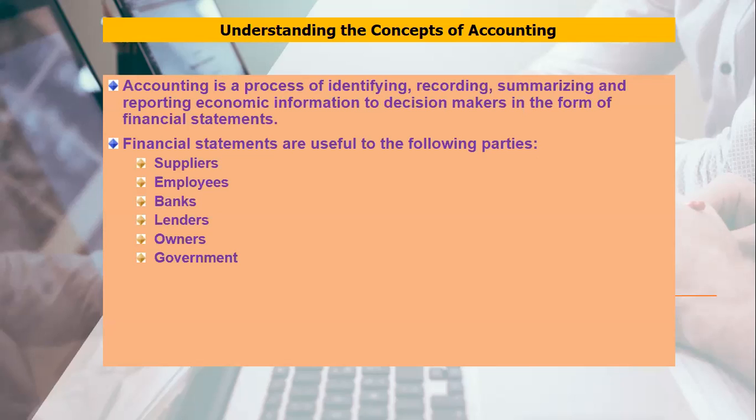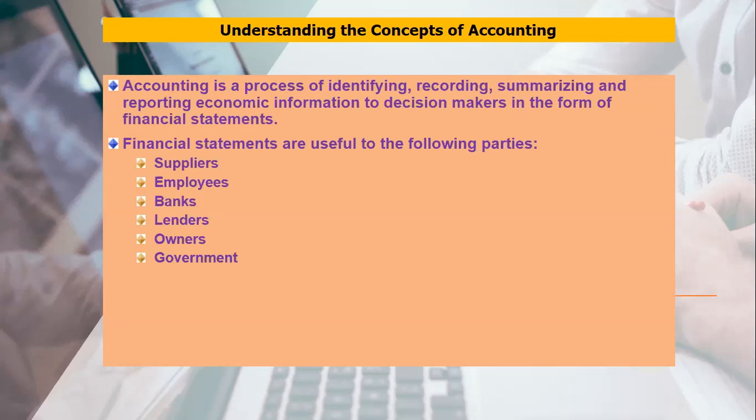After the ledger, we need to prepare three reports: trial balance, trading and profit and loss, and balance sheet. Trial balance is used to find the arithmetical accuracy of the books of accounts by taking all the closing balances of ledger accounts. Trading account is used to find out the gross profit or the gross loss of the business by taking all the direct expenses and the direct incomes of the business.